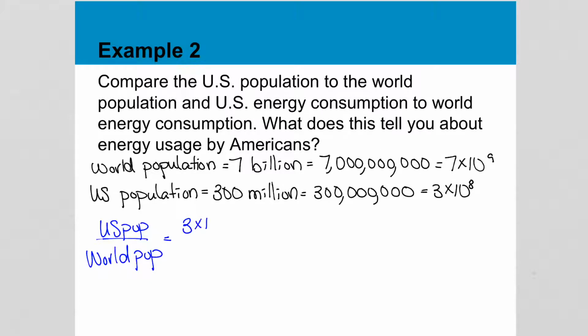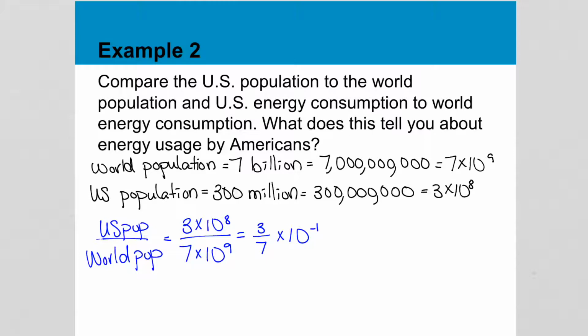3 times 10 to the 8th over 7 times 10 to the 9th. If you remember your exponent rules, great. If you don't, you can put this in your calculator with parentheses, or you can use a bunch of zeros. However it works for you. But if you remember your exponent rules, then this would be 3/7 times 10 to the negative 1.